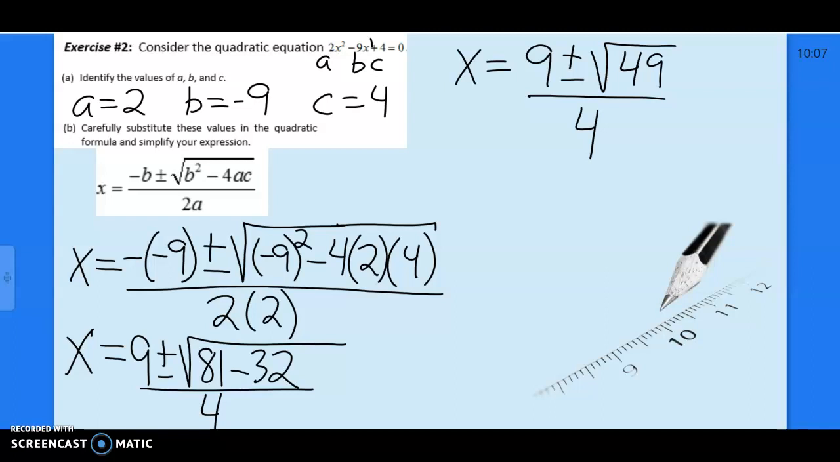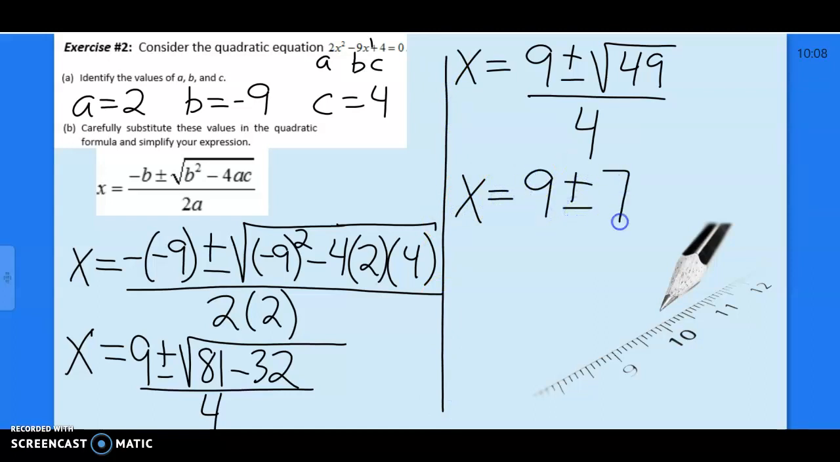And that is because the square root of 49 is a perfect square. So we don't have to worry about simplifying it. We can actually just do it so that it's 9 plus or minus 7 over 4. Okay? So this one is actually a little bit nicer and easier.